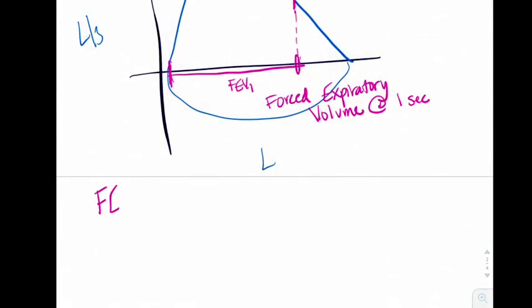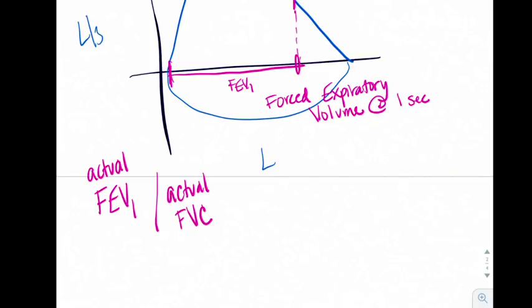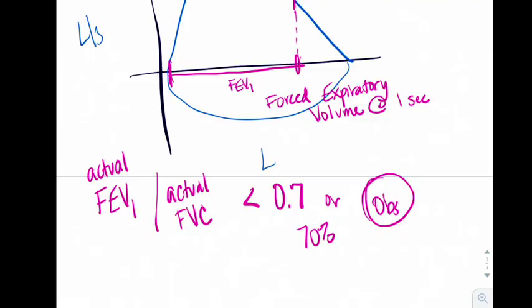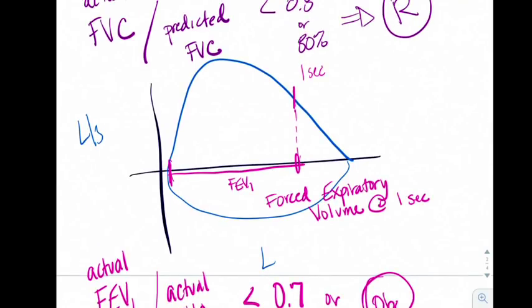So with this one, we'll take the patient's actual FEV1 and divide it by their actual FVC. We're hoping for at least 70% this time. But if it's less than 0.7 or 70%, that is indicative of some kind of obstructive disease present. Now again, this is what a healthy functioning lung's flow volume loop will look like.